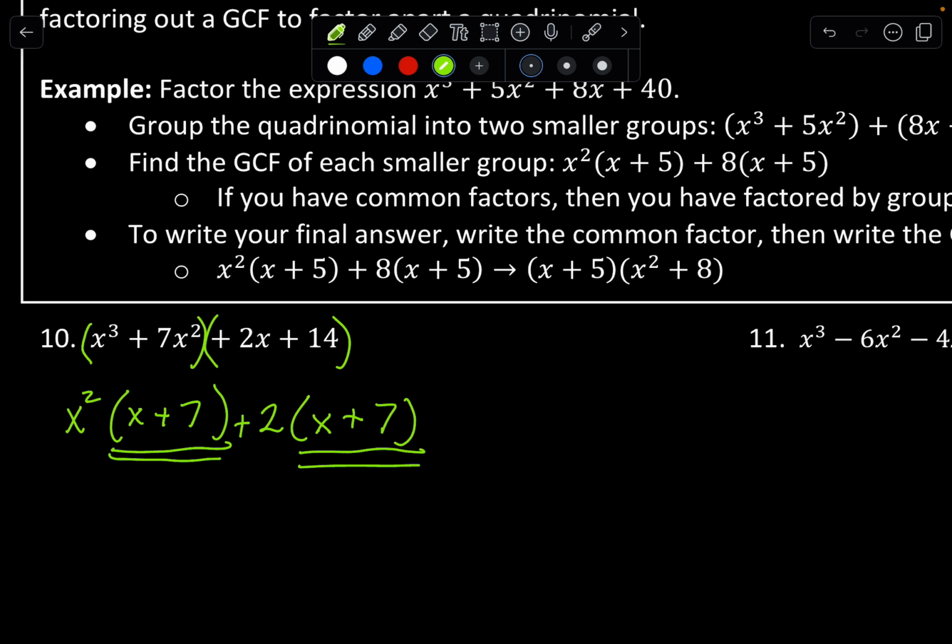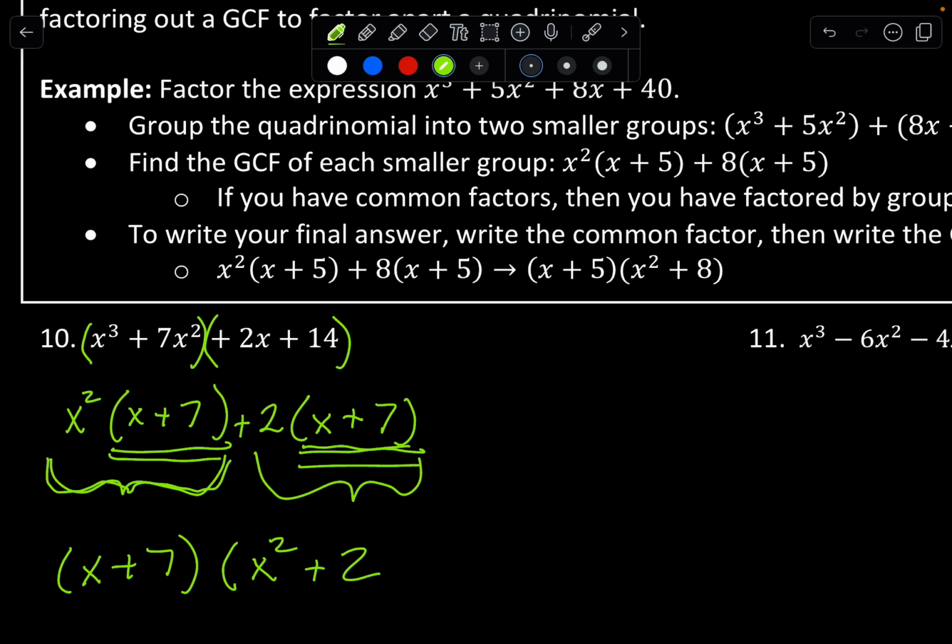If I think about this as being one term, and this as being my second term, I have an x plus 7 in both of them. So if I factor out this x plus 7, what I have left is, I take an x plus 7 out of this first whole big set of brackets, and I'm left with an x squared. And if I factor out an x plus 7 from over here, I'm left with a plus 2.